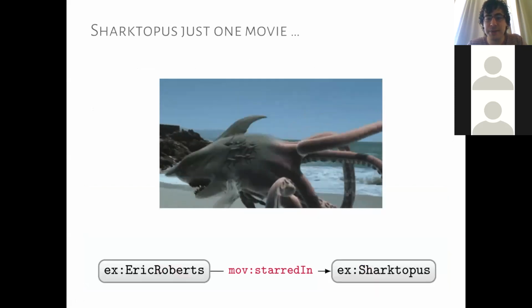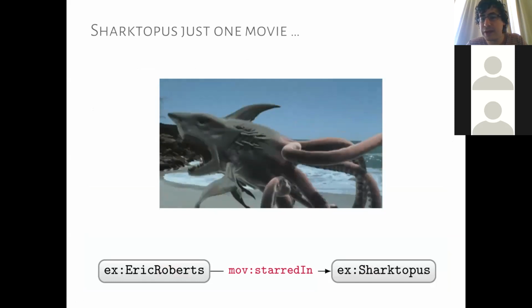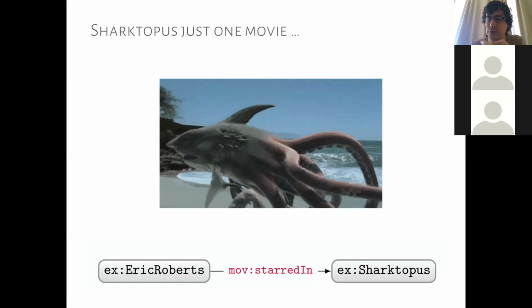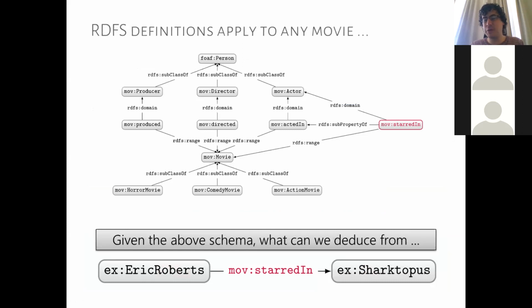So of course, Sharktopus is just one movie. So we can apply these definitions. The idea is not just that we're defining these things for one movie, but ideally, if we were very successful with our vocabulary, we could define the semantics of data about movies across the entire web using these definitions. So if we managed to get lots of people to use our vocabulary and we had these definitions here, then these could be applied equally for data describing any movie, right?